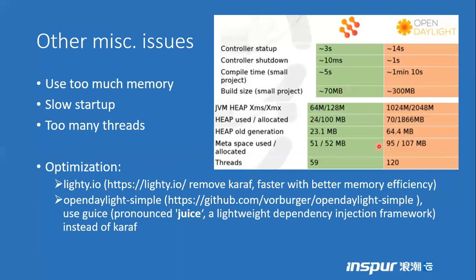So I think maybe Karaf is the culprit. Actually, Red Hat guys also identified these issues. They tried to use Guice to replace Karaf. Guice is a lightweight dependency injection framework. By using Guice, they can improve startup time. Michael created the OpenDaylight simple project. If you want to try it, it can run only as a POC. It cannot run networking and so on.